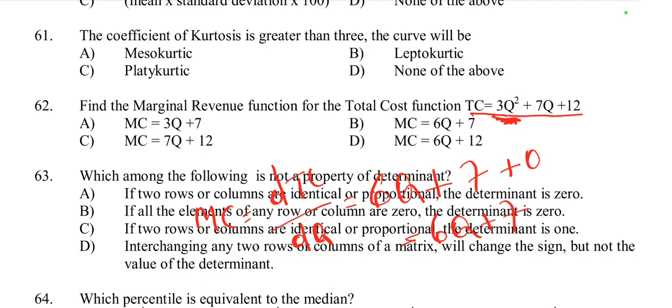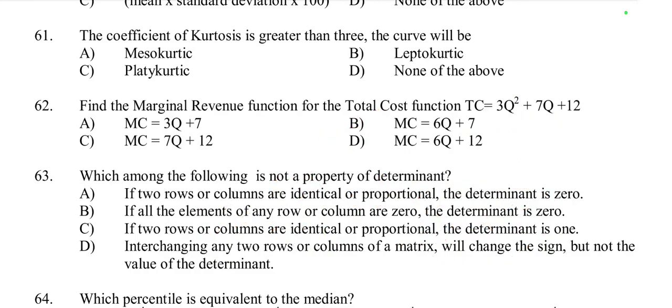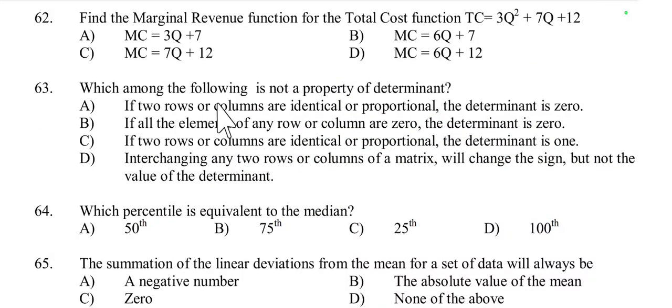So simply just the first derivative of this total cost function. So it is 6q plus 7. So 6q plus 7 is in option number B. So right option is option B. Then question number 63, which among the following is not a property of determinant? Not a property of determinant.